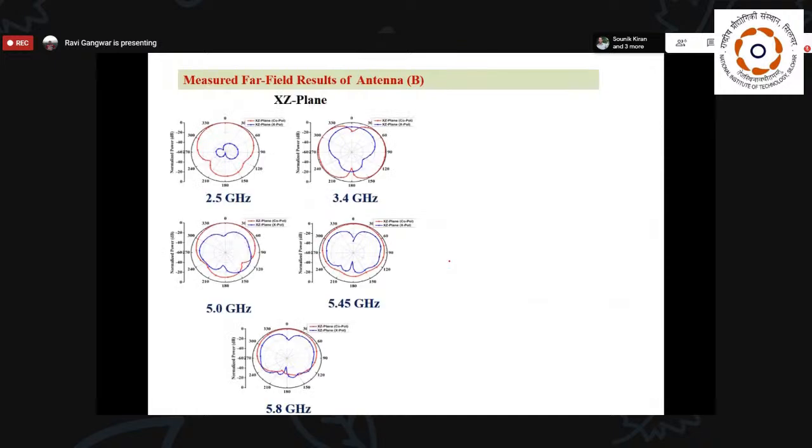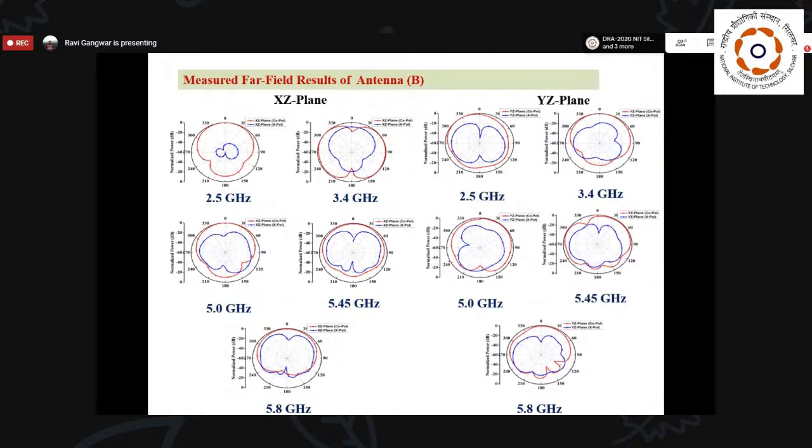Now the far field pattern. Here I have measured the far field pattern in the XZ and YZ planes. You can see that at 3.4 gigahertz we are getting the TM01 delta mode, which has a monopole type of radiation pattern, and the remaining modes are HM modes, so they have a broadside radiation pattern. So whatever modes are created, they are reflected in their radiation pattern. From here we can clearly see that we are able to generate different kinds of radiation patterns with respect to the different modes created here.